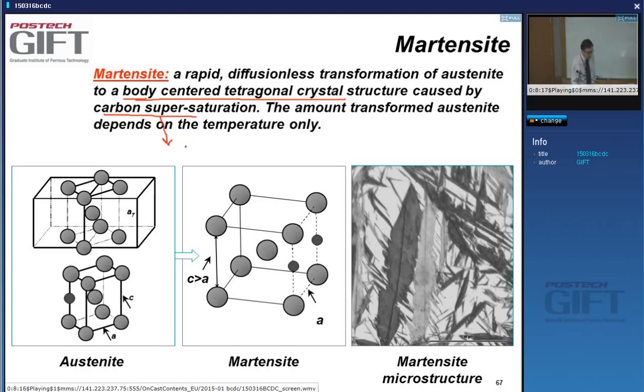Lots of carbon, that means that you typically have more than 0.2% of carbon, then you will see this tetragonal distortion. Lower carbon contents, you do not see it. And this is an example here of a martensitic microstructure. This is a high carbon martensite microstructure, and you can see this very typical martensitic microstructure.